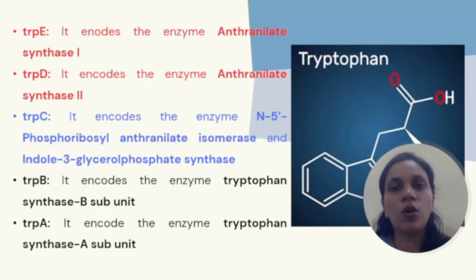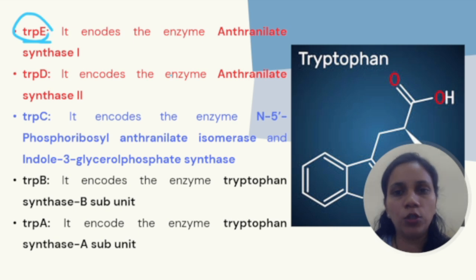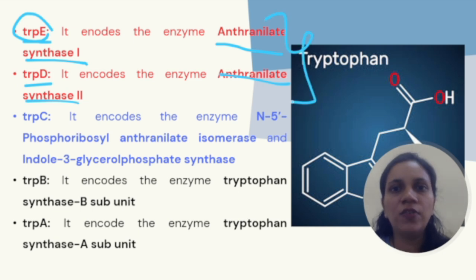So now let us see what are these different enzymes which are involved in tryptophan synthesis. We know that there are 5 structural genes responsible for production of different enzymes. The very first one is TRPE, which encodes anthranilate synthase 1. The second one, TRPD, codes for anthranilate synthase 2. They work together in coordination to produce a molecule called anthranilate.